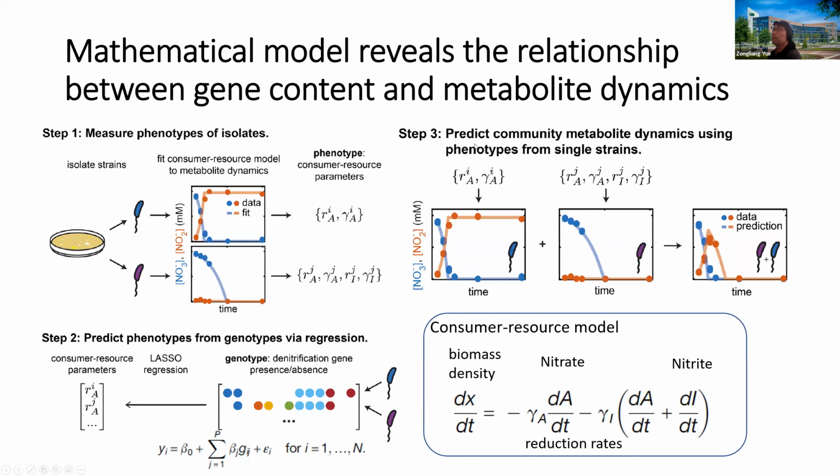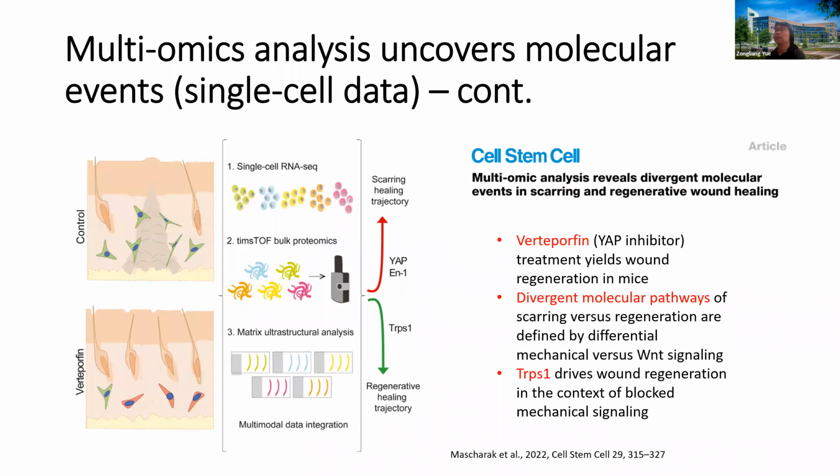And in step 3, they predict the community metabolite dynamics using the phenotypes from the single strains. So with different combinations of the strains here, they can use the inferred consumer resource parameters to finally predict what the curve would be like. So this is a very straightforward model that uses functional genomics to infer what the phenotype would be from the genotype.